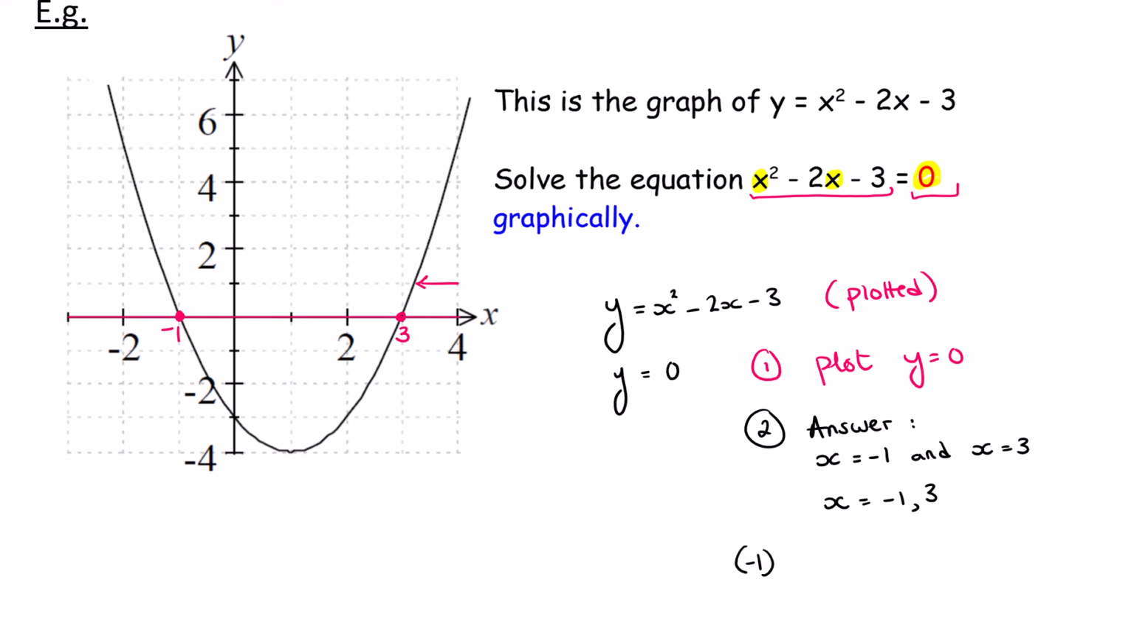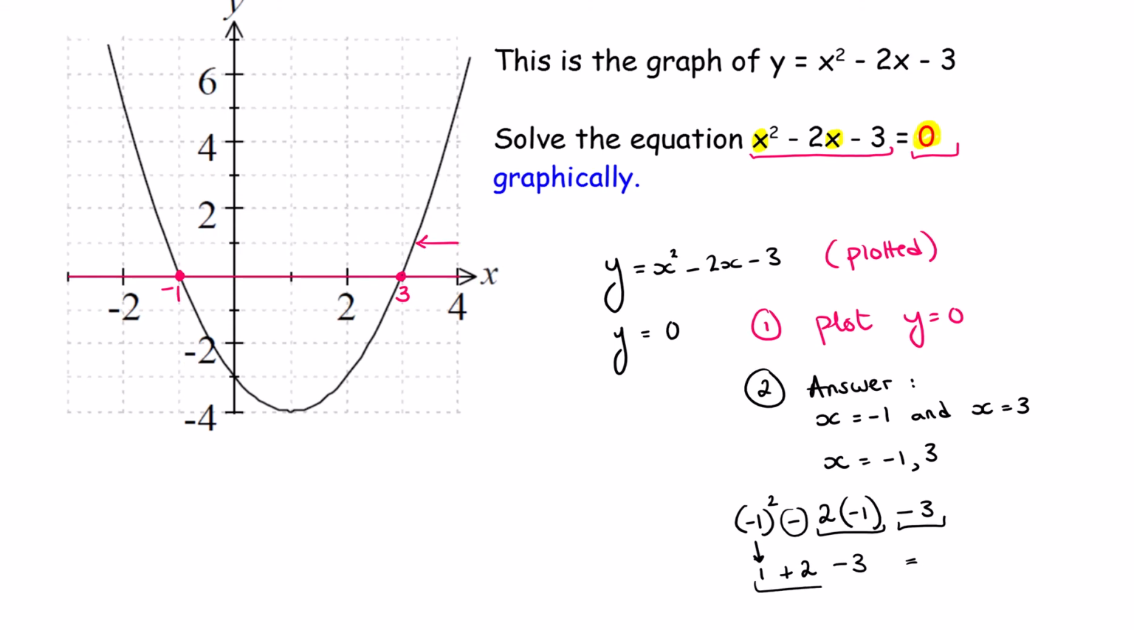X squared when x is -1, so -1 squared minus 2 times -1 minus 3. Well, -1 squared is 1. 2 times -1 is -2, but there's another negative there, so that makes it a +2. Then I've got a -3. Well, 1 plus 2 is 3, take away 3 equals 0. So these values for x make this equation correct.